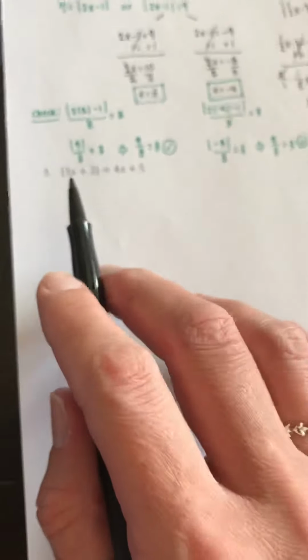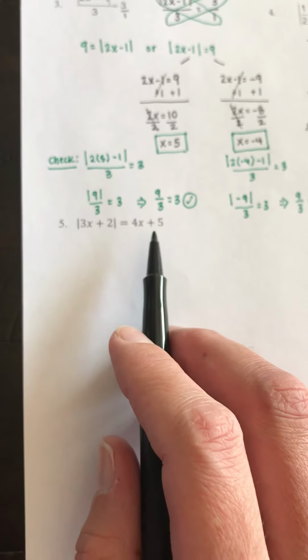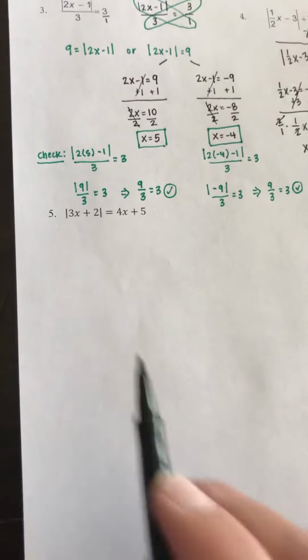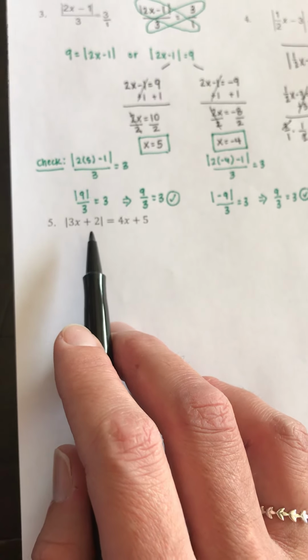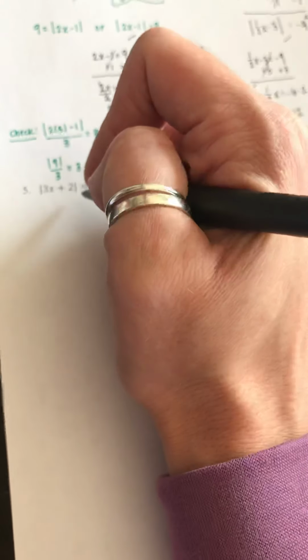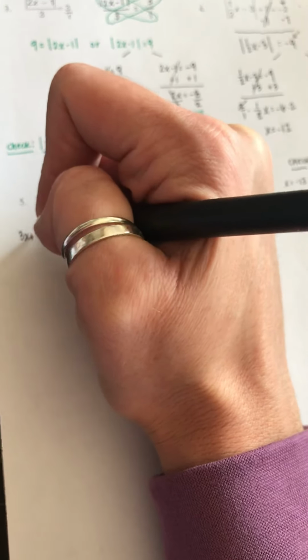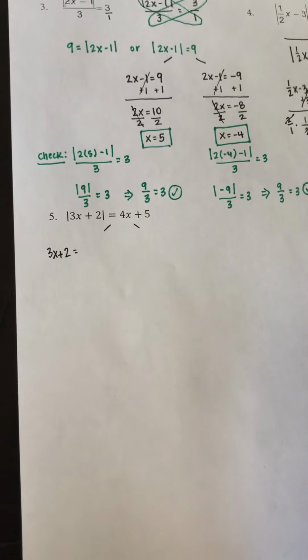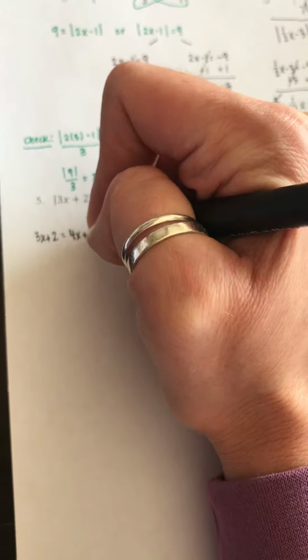So this one's a little bit different because now I have a binomial on the right-hand side instead of just a number. So I'm identifying that my absolute value bars over here are by themselves. I don't have to do any movement. So I'm going to go ahead and split up my equations. My first equation is going to be exactly the same thing as what we started with, except just losing the absolute value bars. So 3x plus 2 is going to be equal to 4x plus 5.